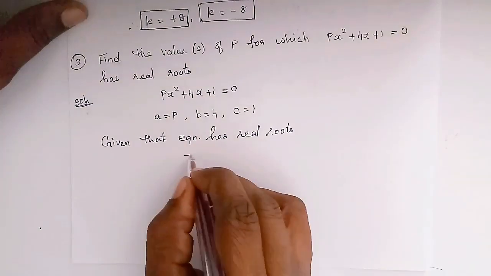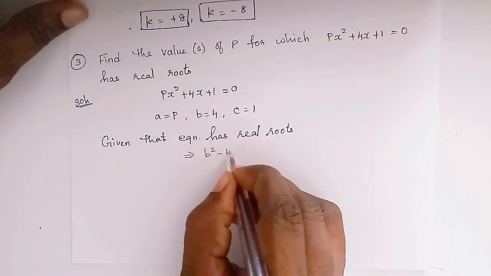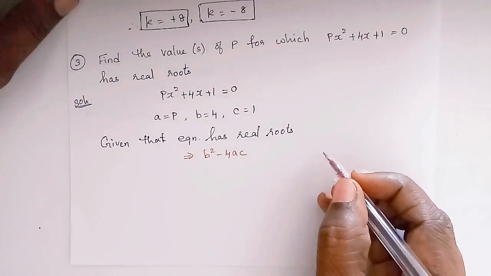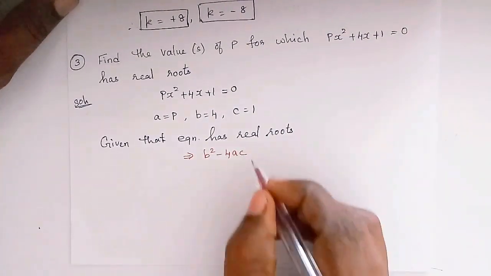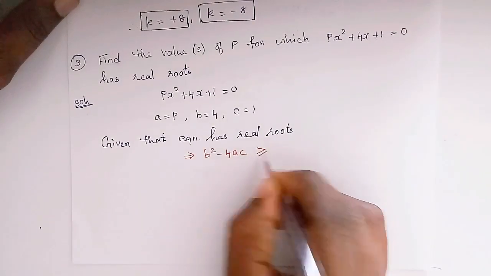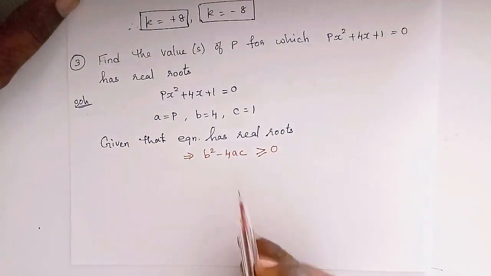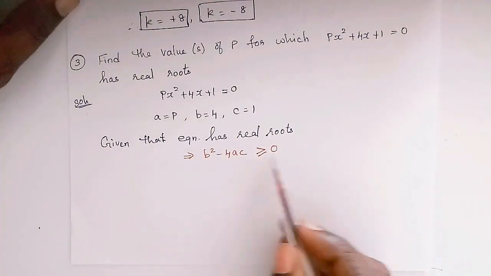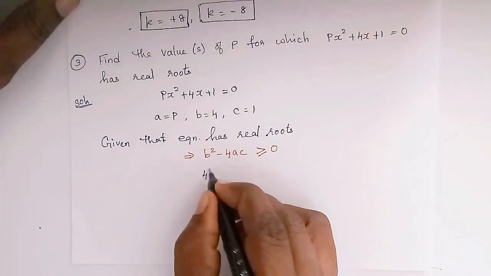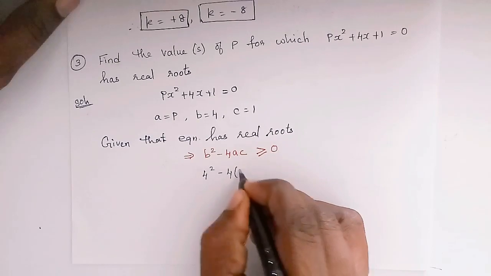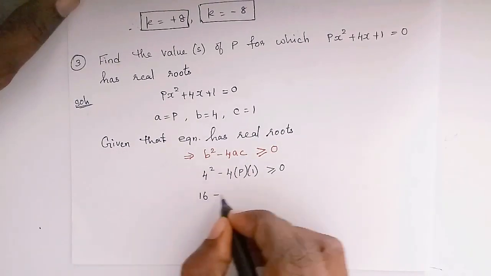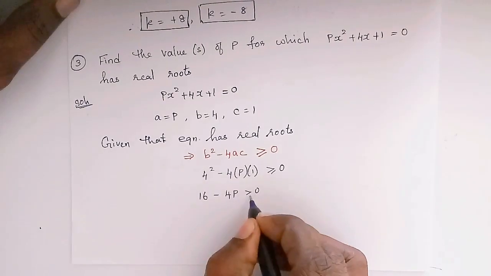That means b square minus 4ac, here they did not give real and equal or real and distinct, generally real roots. So b square minus 4ac value is greater than or equal to 0. You should be careful: b square minus 4ac value is greater than or equal to 0. So now b value is 4. So 4 square minus 4 into a value p, c value 1 is greater than or equal to 0. That is 16 minus 4p greater than or equal to 0.